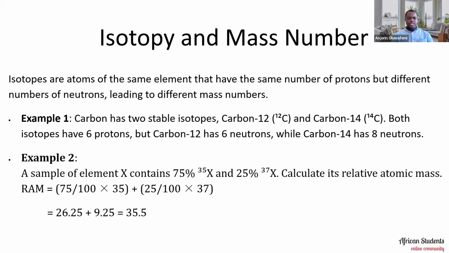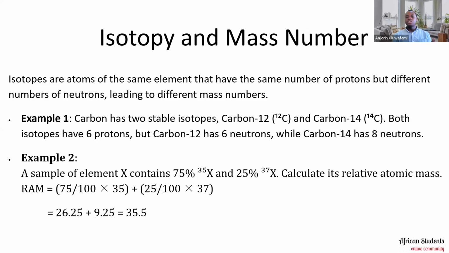Example 2. Let's now use this to do a little calculation. A sample of element X contains 75% of 35X and 25% of 37X. These are isotopes of a particular atom. And when you look at it closely, you can know that we're talking about chlorine here. Now, it says calculate its relative atomic mass. How do we do that?